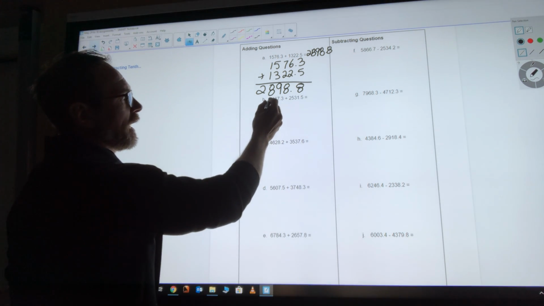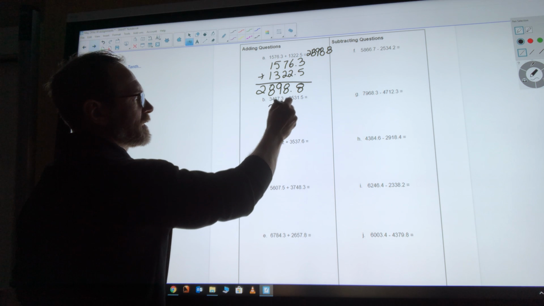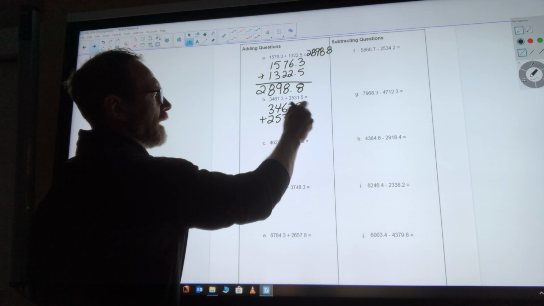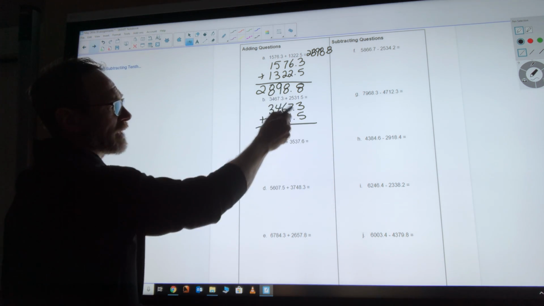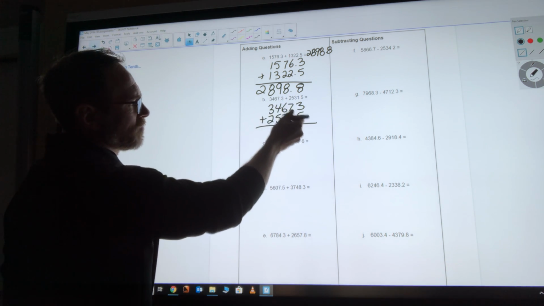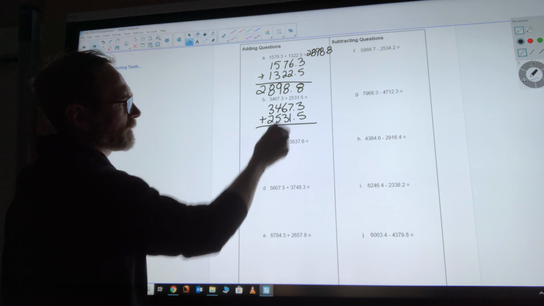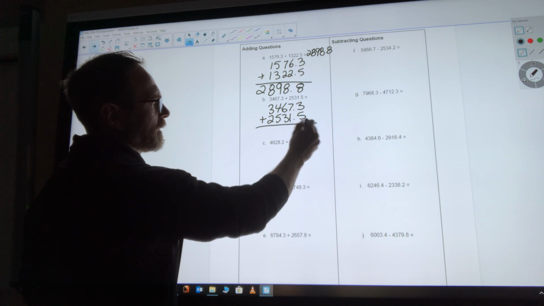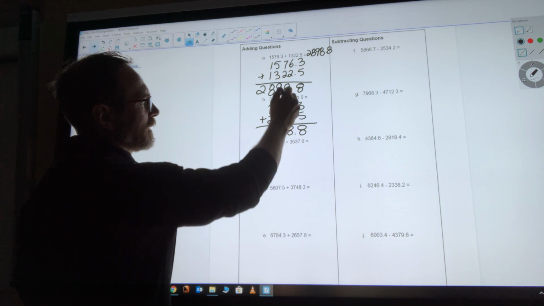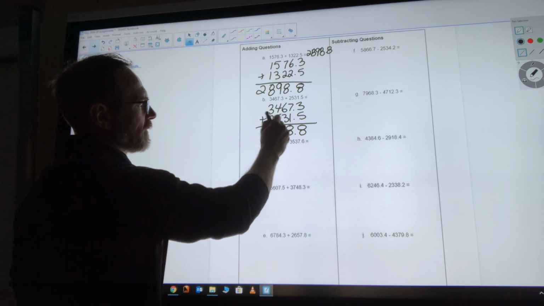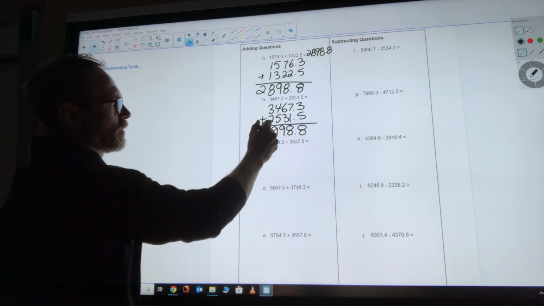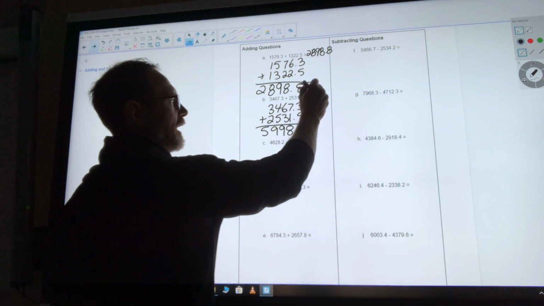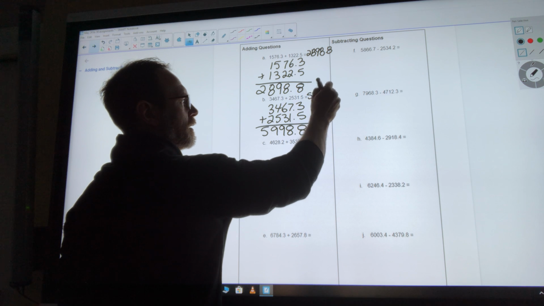For B, I have 3,467.3. I'm going to add 2,531.5. I know my answer is going to be 5,900 or so, something like that. Let's add 3 and 5 is 8. 7 plus 1 is 8. 6 plus 3 is 9. 4 and 5 is 9. And 3,000 plus 2,000 is 5,000. Oh, I was really close to 6,000. 5,998.8. Oops.